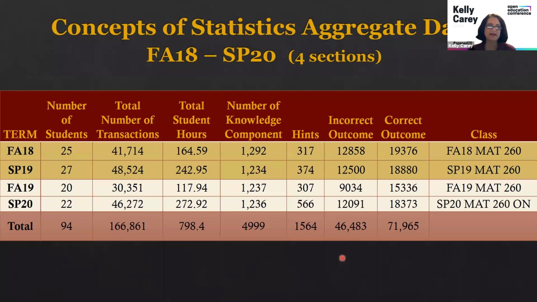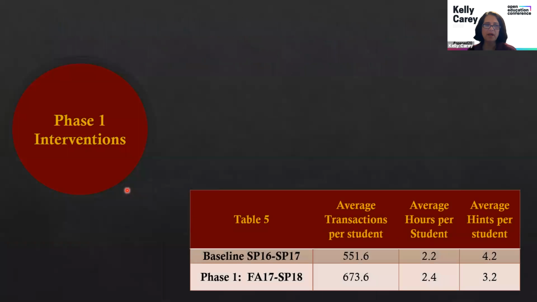This is the same data for the next 2 years when we went fully online using concepts of statistics. You can see my total number of transactions stayed up at about the same level, but I have half as many students because I went from having 2 sections a semester to 1. So we got the transactions up. So I felt if the students were interacting with the online platform, they were going to learn, and I had to push participation. So I'm always looking for this number to go up in the total number of transactions. But what did we see and what did we do for phase 1?